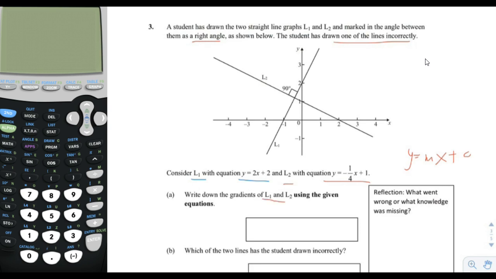Write down the gradients of L1 and L2 using the given equations. Okay, so immediately they're saying, tell me what the gradient is for each. And we know that the gradient is the number that's multiplied times x as long as the left side is y by itself. So there's m and there's m. So we're going to write those two down. So L1, the gradient is equal to 2, and L2, the gradient is equal to negative 1/4. Okay, that's all they were asking.